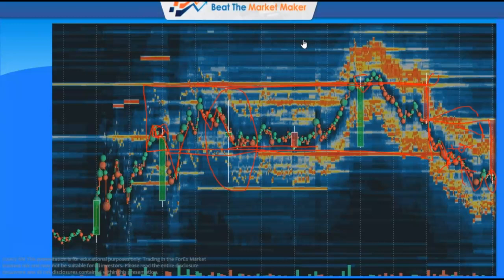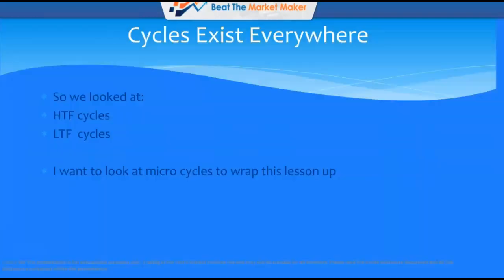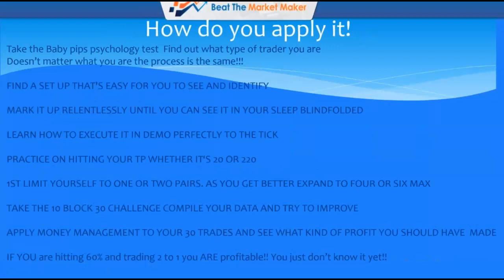All right. So now, let me find the putting it all together slide. Where's it at? So, all right. So cycles exist everywhere. We looked at the higher time frame, lower time frame. We looked at microcycles. So to wrap this segment up, you should be working on cycles and be crystal clear about how the cycles exist. So now, how do you tie all this understanding of cycles and trading together? That's where everybody starts having problems.